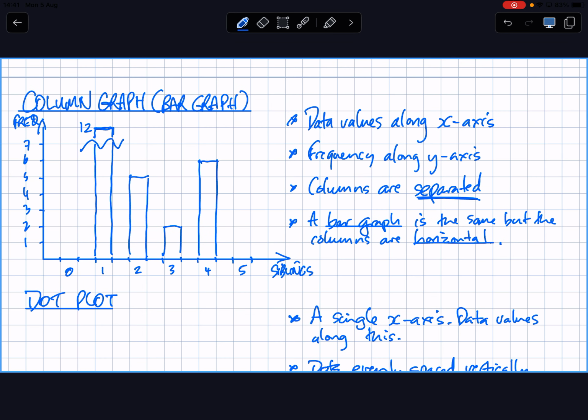A couple of moments to get down to here. The column graph. You can colour those in if you want, etc. As long as it's obvious, as long as there's gaps, you'll be fine.